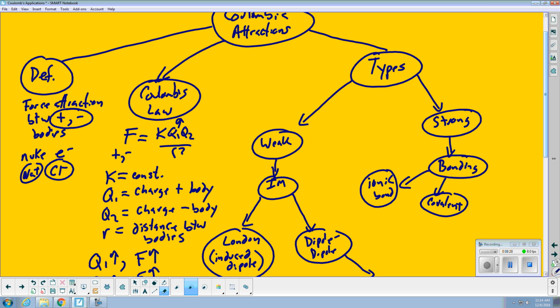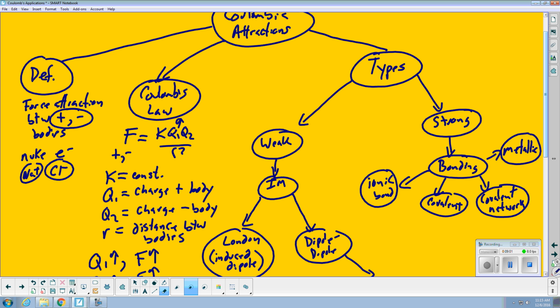Or we can have a covalent network, which is a bunch of atoms bonded to each other in a covalent way. And then we could have metallic bonding, which is my sea of valence electrons surrounding my metal cations. These are all examples of strong Coulombic attractions.